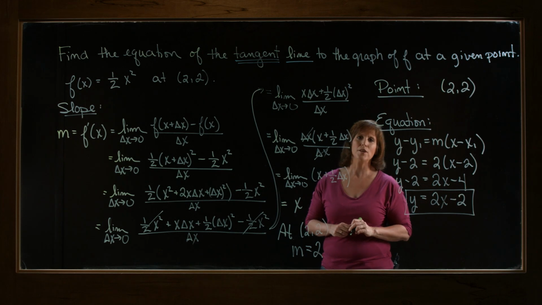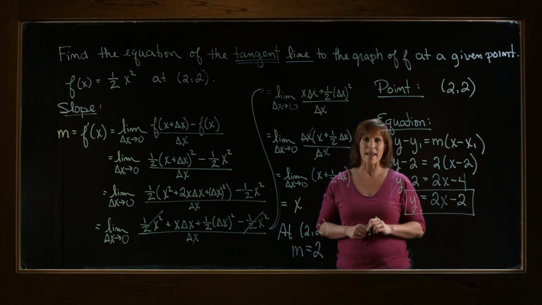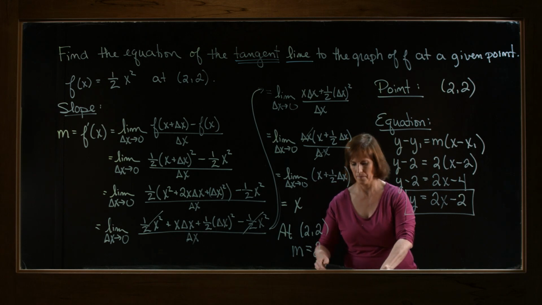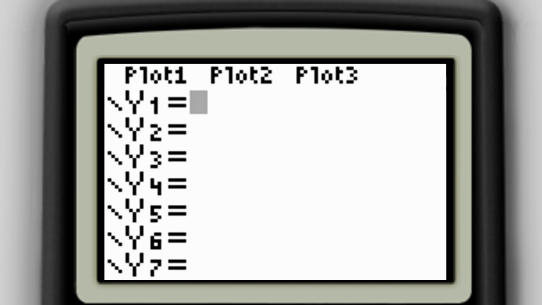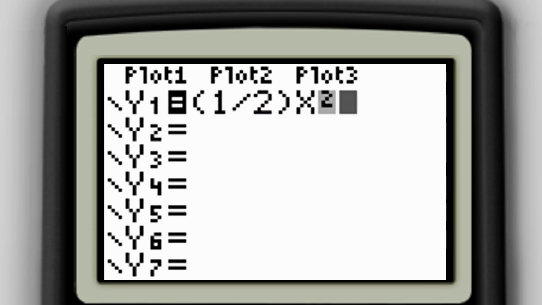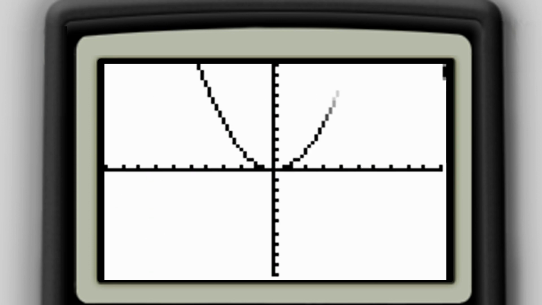All right, let's take a minute and use a graphing utility to verify my answer. The first thing I'm going to do is enter two equations. The first one will be my function, 1/2 x squared, and the second one will be my tangent line, 2x minus 2. So 1/2 times x squared and 2x minus 2. When I graph these, I should get a picture of a parabola and a line.